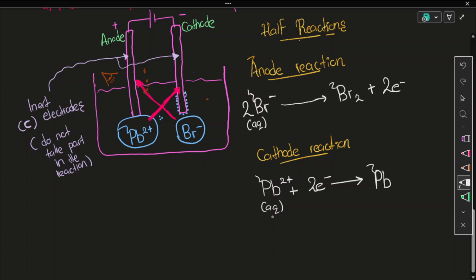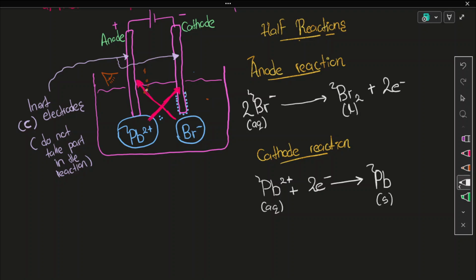That applies for this as well. Lead 2 plus is in its aqueous form. Lead is a solid. Electrons, of course, don't have a state, so you don't have to write state symbols for them. What about bromine? Bromine is actually a liquid.